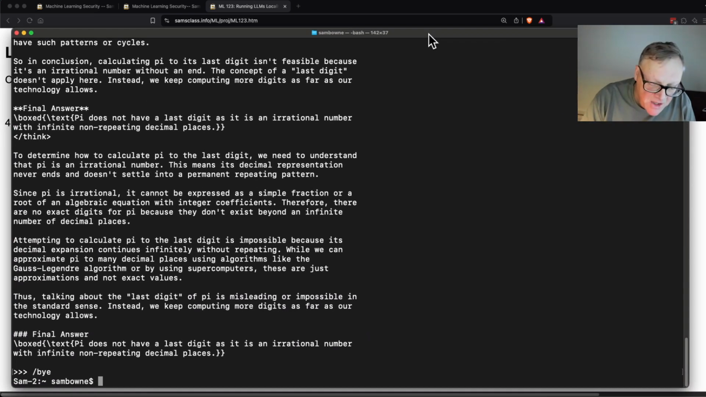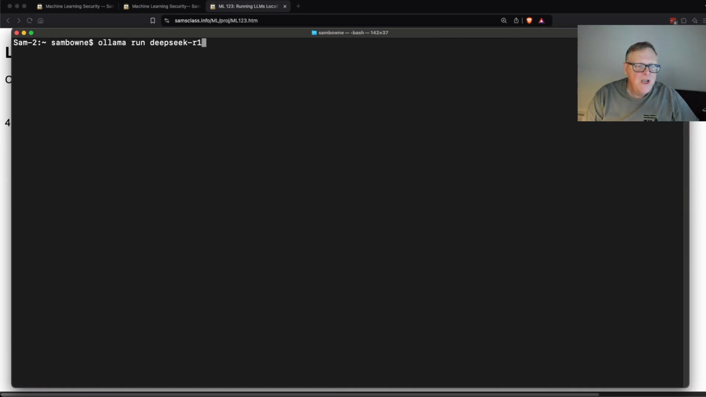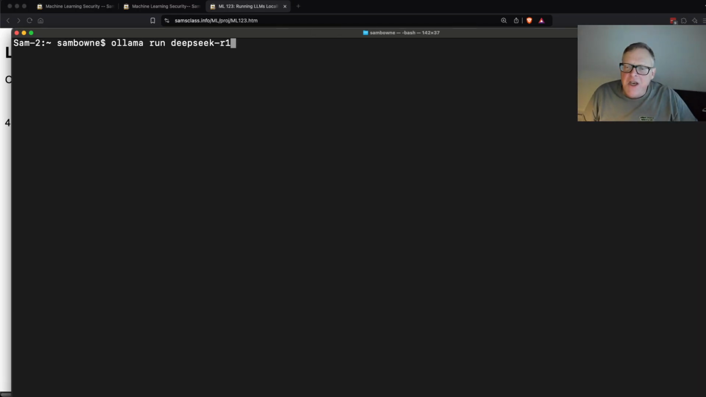So let me clear. All right, so all you do is Ollama run, and then the name of your model. And they have a whole bunch of models you can run there. And this, of course, is the one that is most interesting, the one everybody's using, DeepSeek R1.